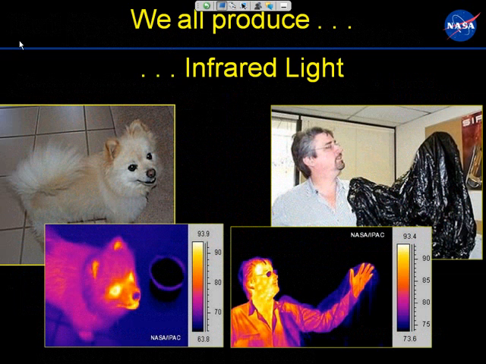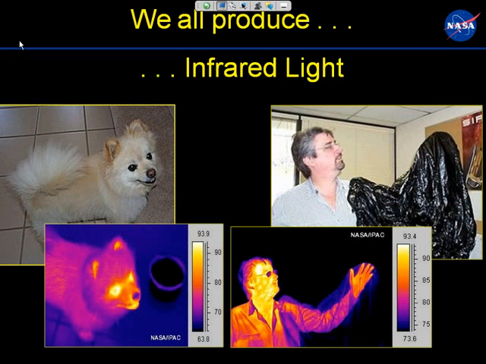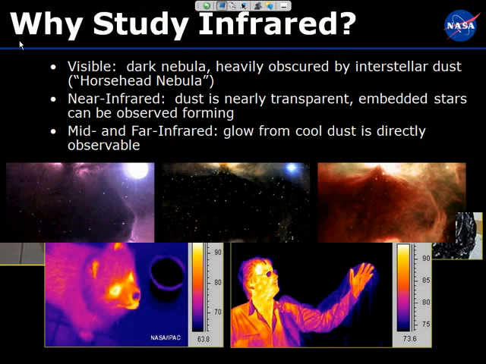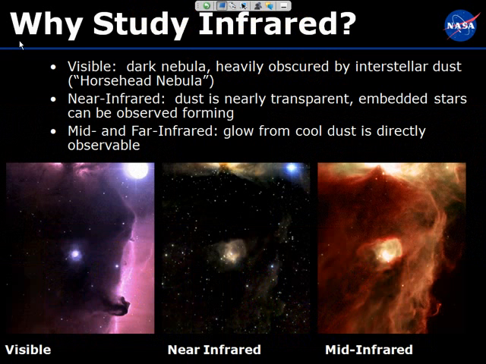Talk about infrared light. I had a fireman come in and use an infrared camera. We now have an infrared camera up at the observatory, and I think Kevin has one at his school. So we do some things with infrared cameras. And then we talk about why we would study infrared. We've got a visible image here, a near-infrared image, and a far-infrared image of the same area of the sky.